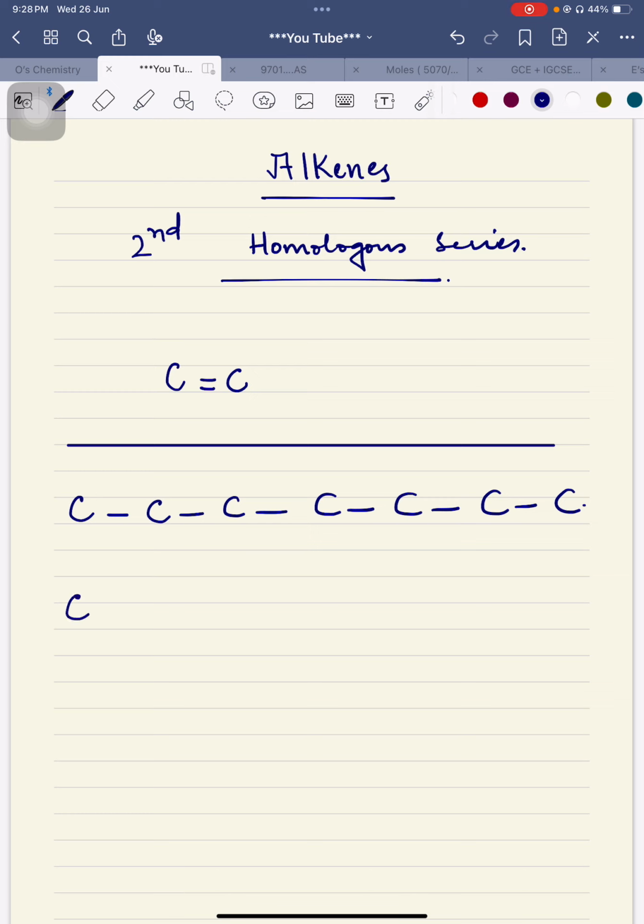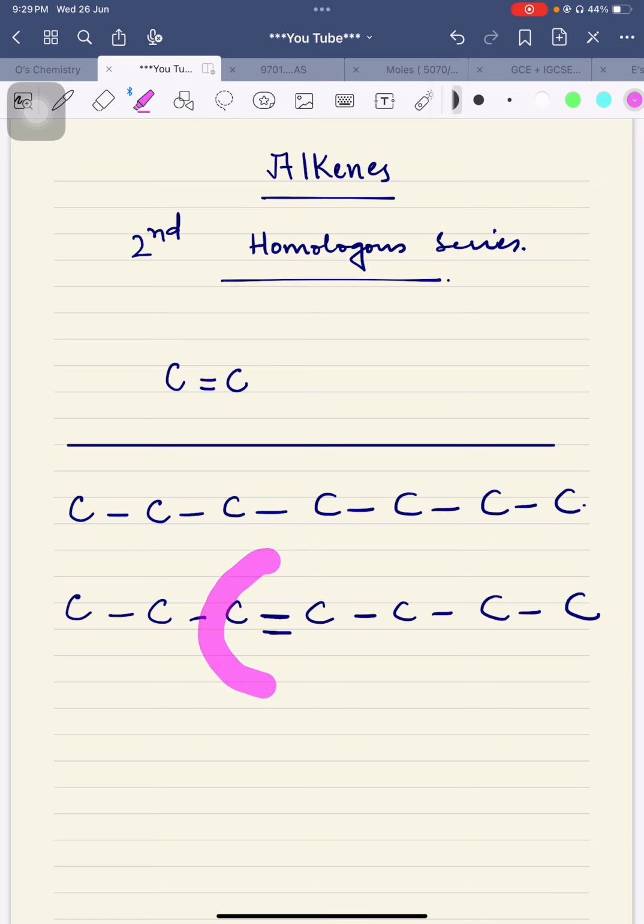But now, for example, 1, 2, 3, 4, 5, 6, and 7. Out of all these seven carbon atoms, there are two carbon atoms which are attached with a double covalent bond. We can say this thing that all of the seven carbon atoms are attached with each other through single covalent bond, except one carbon carbon double bond is there. So carbon number 3 and carbon number 4 are attached with a double covalent bond.